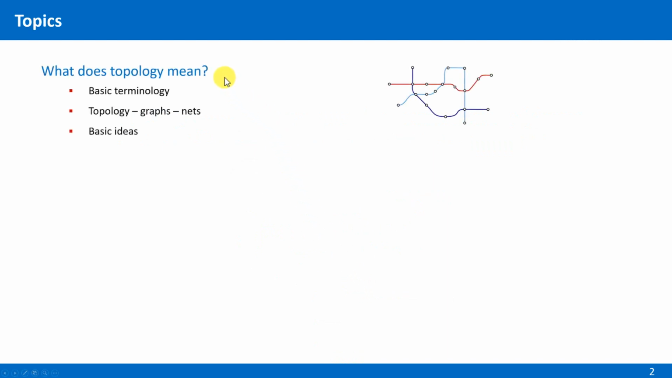First, I think it is not clear for everyone in which way topology on the one hand and graph theory on the other are connected, and what networks actually are. So I will say a few words about that and will introduce you to the basic terminology, the basic ideas.